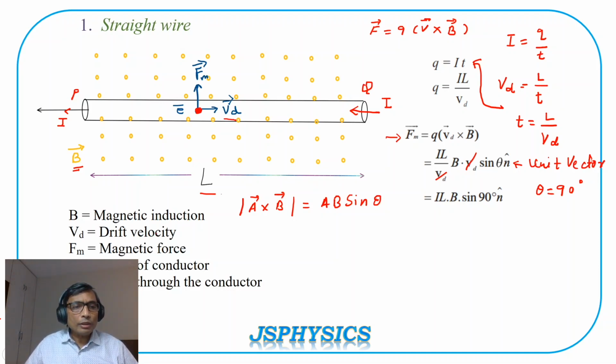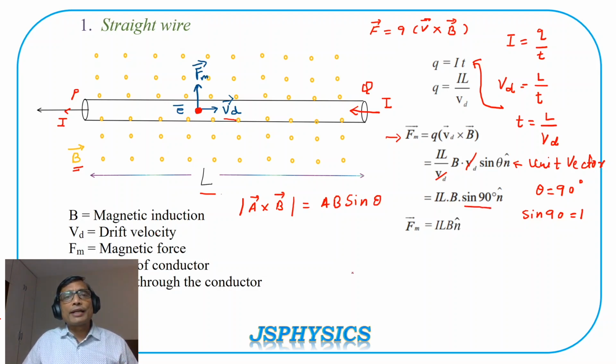So now the force acting on the conductor becomes ILB into n cap. Why? Because the value of sine 90 is known to us. Sine 90 is 1, and that's why this term becomes 1. So the force acting on the conductor carrying current in the magnetic field is given by ILB into n cap, where ILB gives the magnitude of the force and n cap gives the direction of the force. And that's how force becomes a vector quantity.